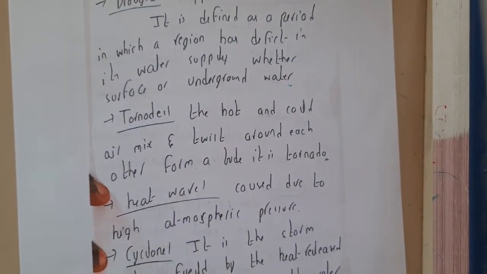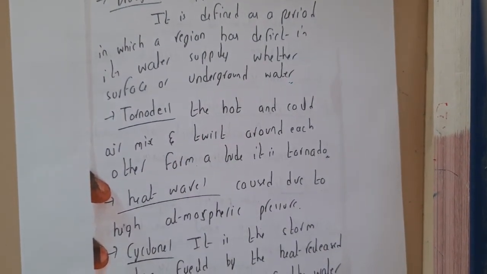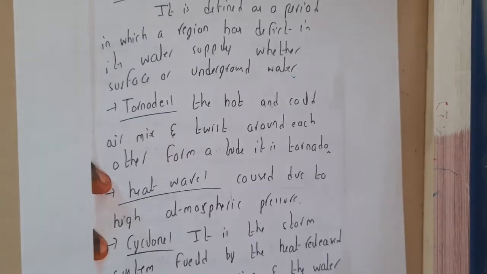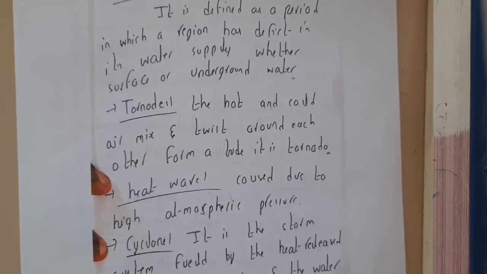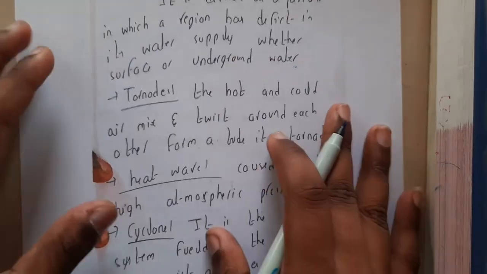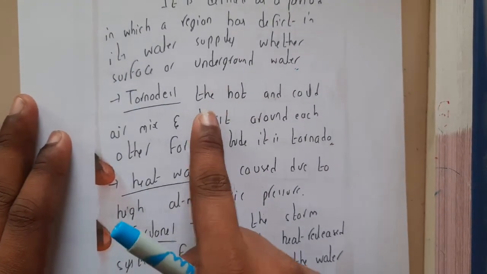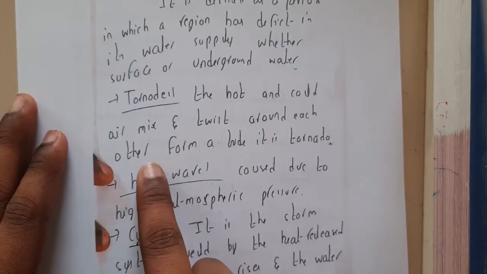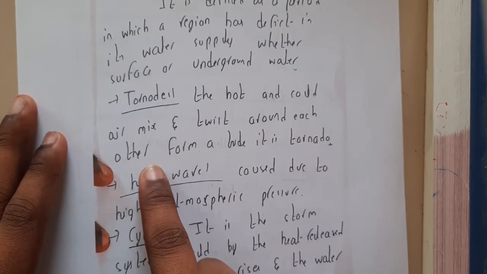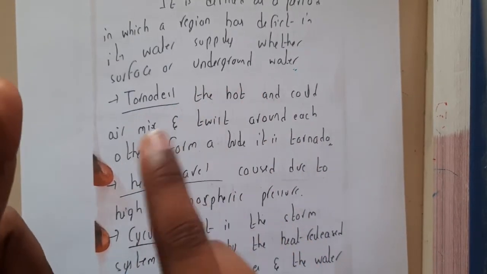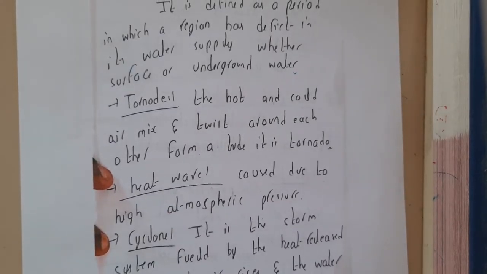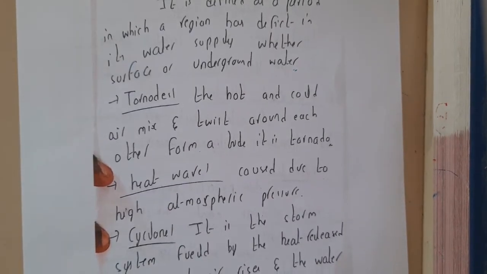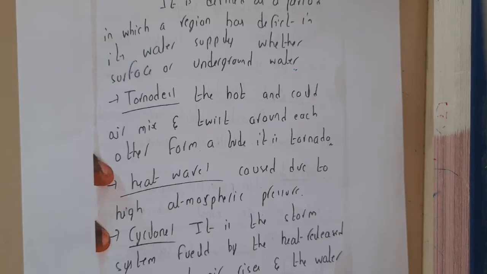So I hope everyone watched tornadoes in movies, right? Yes. So tornadoes do not occur in most places, they occur rarely, guys. So tornadoes: the hot and cold air mixes and twists around each other, forming a tube that is rotating, guys. So a tube is nothing but a tube structure, and it starts rotating, and that is nothing but a tornado.